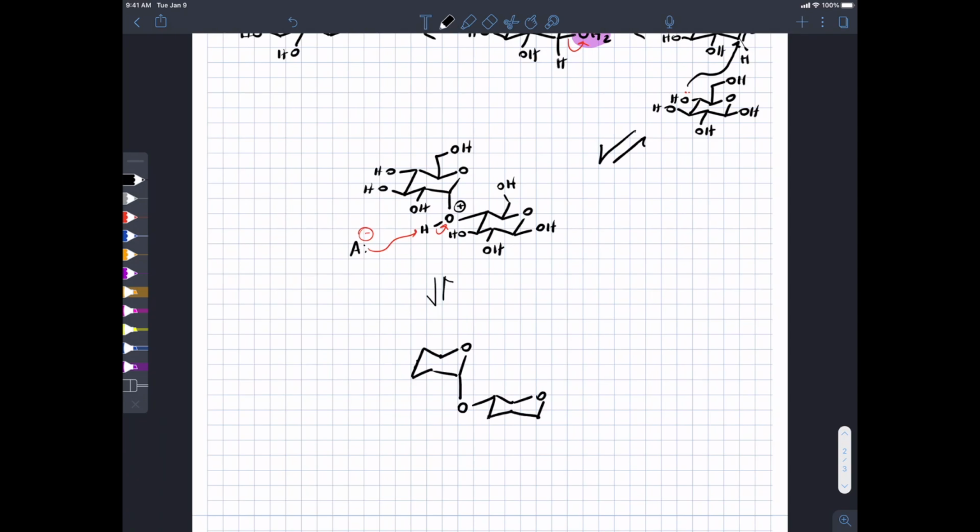Oh, the horror, right? You hope you're good at drawing chairs, right? Because this is painful.